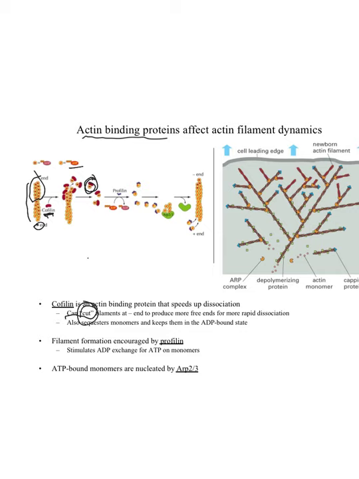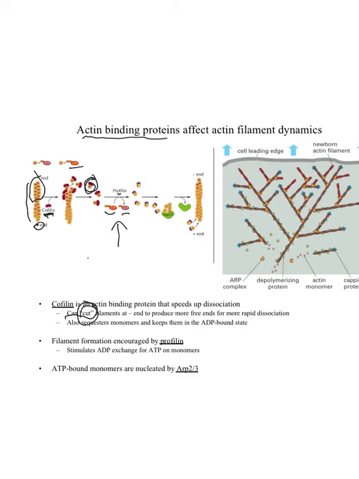Okay, let's look at another actin binding protein. This one's called profilin. Profilin promotes filament formation. That's how it gets its name, profilin. And profilin is essentially a nucleotide exchange factor. So profilin stimulates the removal of ADP from an actin monomer, and consequently then stimulates the introduction of ATP to that same monomer.